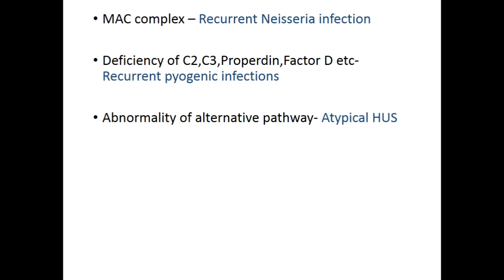Now coming to deficiencies, any deficiency of the membrane attack complex, or any defect with membrane attack complex formation, will cause recurrent Neisserial infections. Then if there is any deficiency of C2, C3, properdin, factor D, etc., there can be recurrent pyogenic infections. And in case of abnormality of the alternative pathway, we can get atypical HUS, hemolytic uremic syndrome.